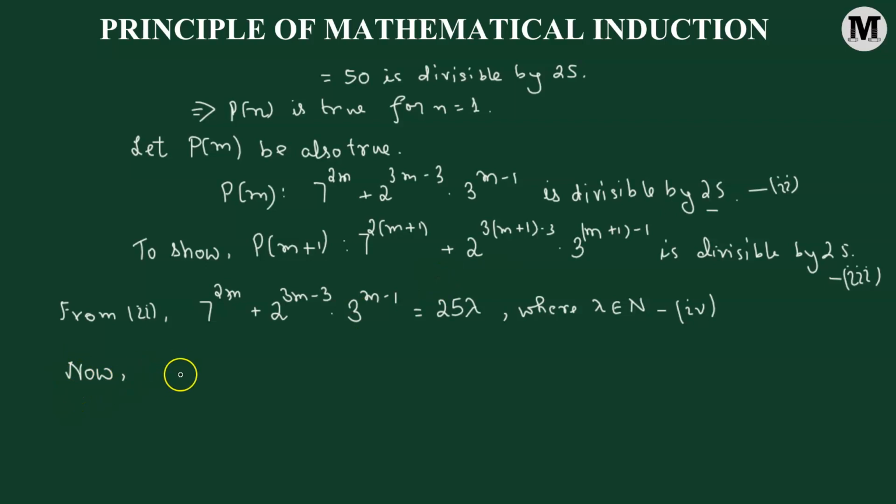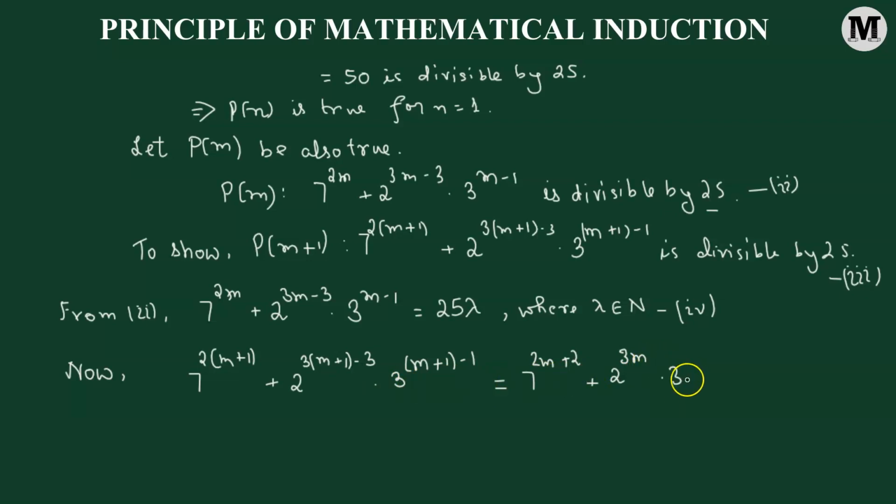So now in statement number 3, we'll take 7 raised to the power of 2 multiplied by m plus 1 added to 2 raised to the power of 3 times m plus 1 minus 3 multiplied by 3 raised to the power of m plus 1 minus 1. Let's try to simplify this expression. So we have 7 raised to the power of 2m plus 2 added to 2 raised to the power of 3m plus 3 minus 3. So let's keep it as 2 raised to the power of 3m.